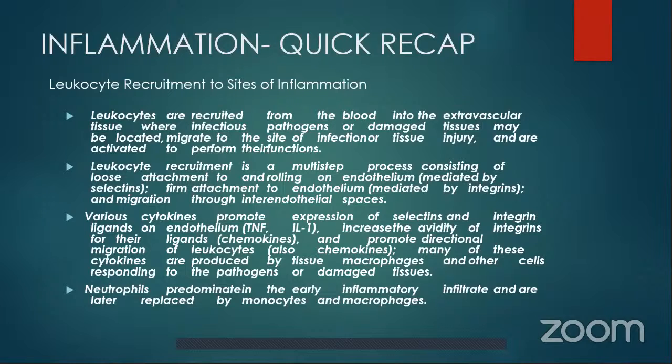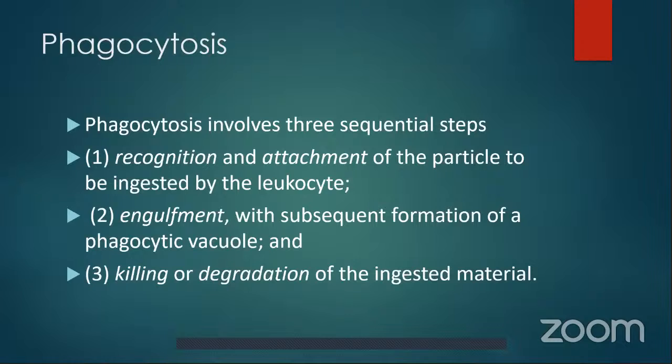And we also learned that neutrophils are the main leukocytes in the early inflammatory process, and later they are replaced by monocytes and macrophages. So this was a quick recap of the acute inflammation class which we did last time. So today's topic is phagocytosis.